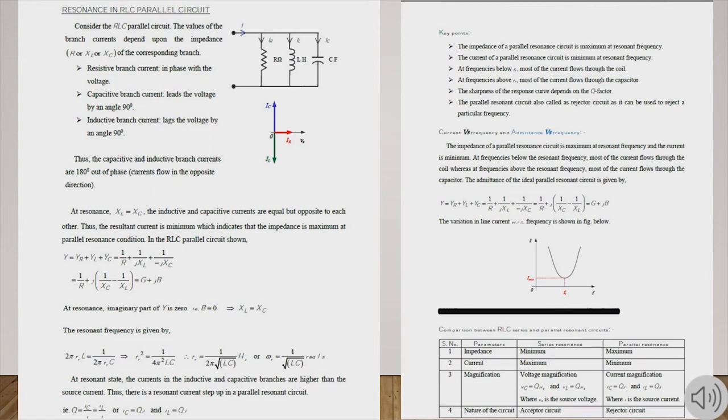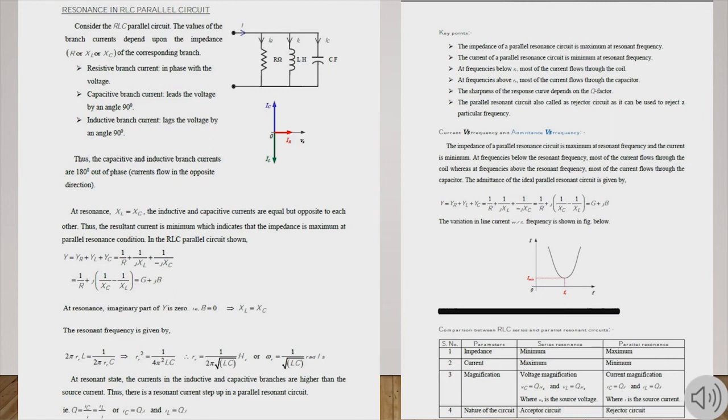Current versus frequency and admittance versus frequency. The impedance of a parallel resonance circuit is maximum at resonant frequency and the current is minimum. At frequencies below the resonant frequency, most of the current flows through the coil, whereas at frequencies above the resonant frequency, most of the current flows through the capacitor.